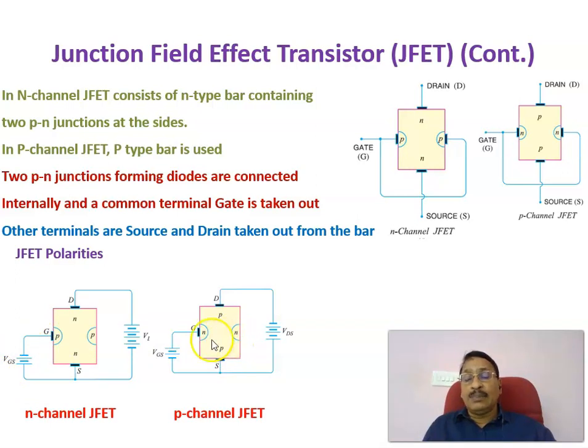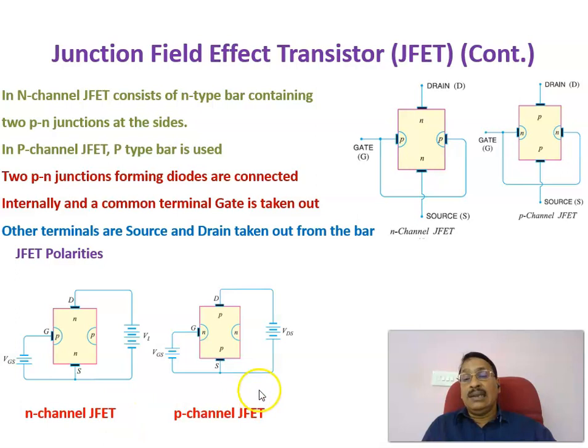Now, if it is p-channel, again it is reverse biased. It's an n-type material diffused in a p-type bar, and here you are applying a reverse voltage of positive polarity. This is the VGS, the gate to source voltage, and this is the drain to source voltage. So these are the polarities of the voltages applied for a JFET. Therefore, it is a voltage controlled device in which you control the voltage between the gate and source, and the channel resistance is being controlled. Unlike a BJT, where you control the base current, here you control the voltage between the gate and source. It's a voltage controlled device.